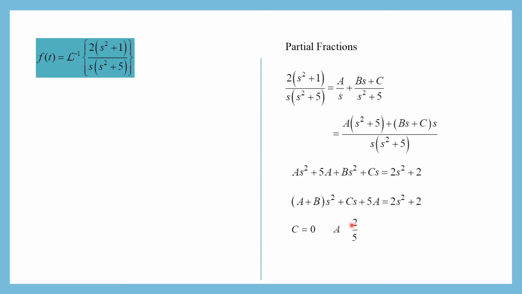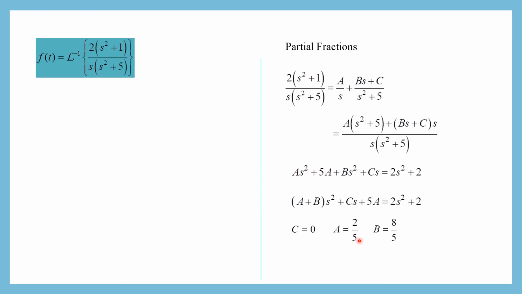Now let us compare constant terms. On the left side, the constant term is 5a. On the right side is 2. So a must be equal to 2 over 5. And then comparing the coefficient of s squared. On the left, the coefficient of s squared is a plus b. On the right side, the coefficient of s squared is equal to 2. Now we already know the value for a, and therefore we can find b. Now b is found to be 8 over 5.